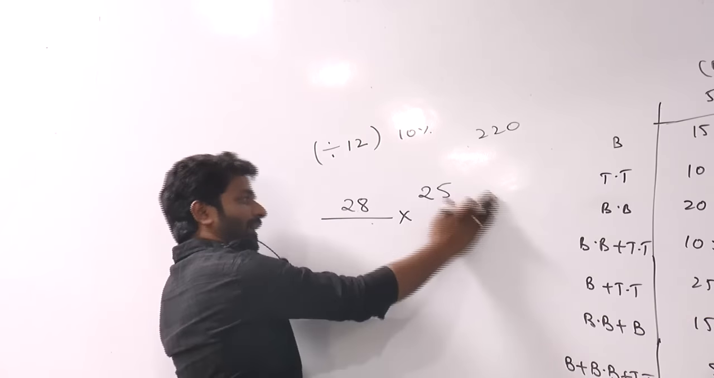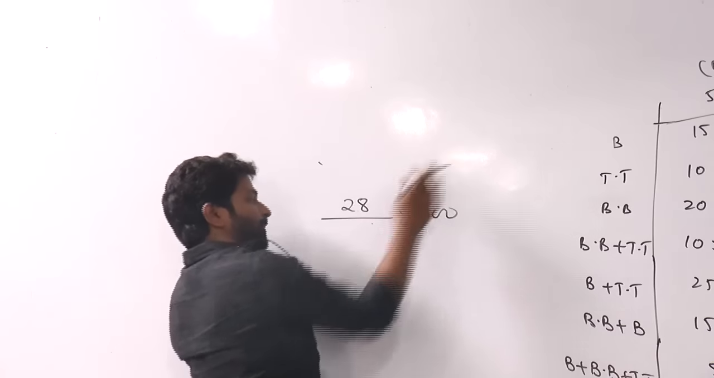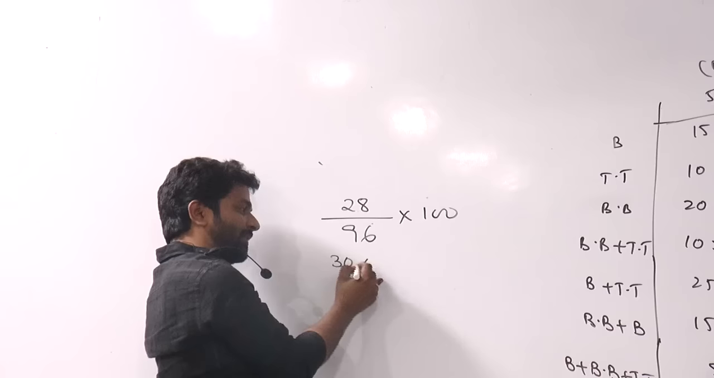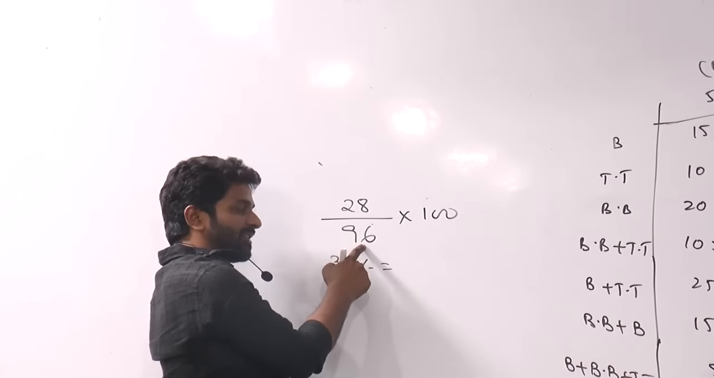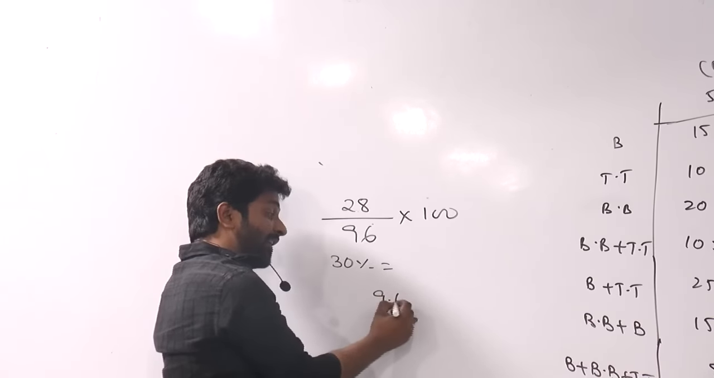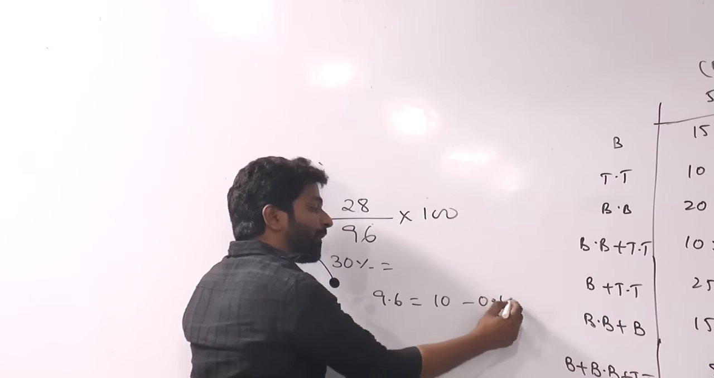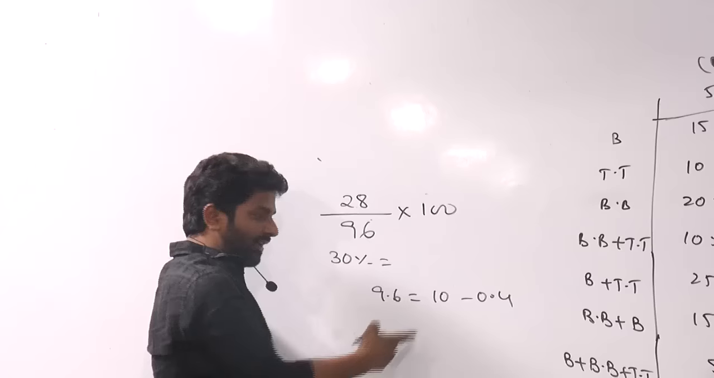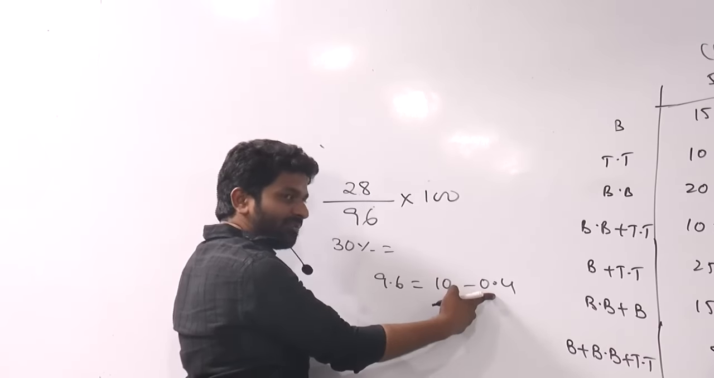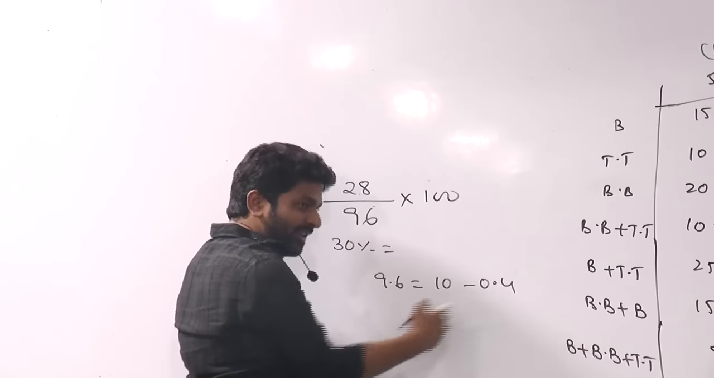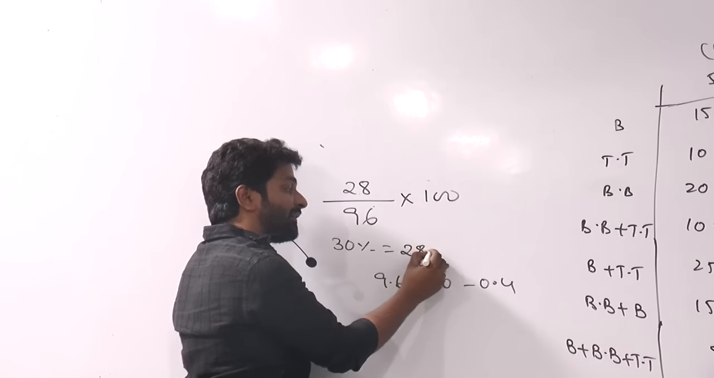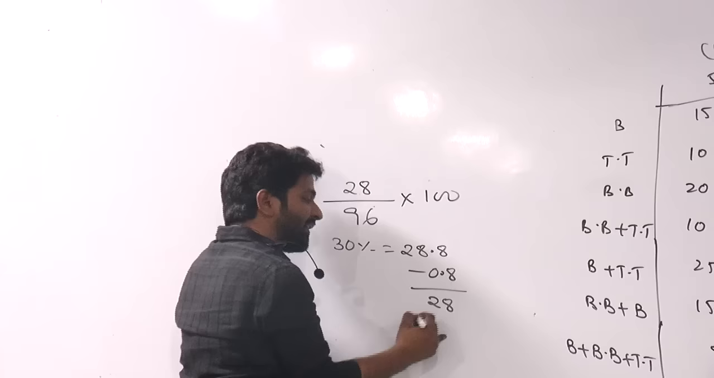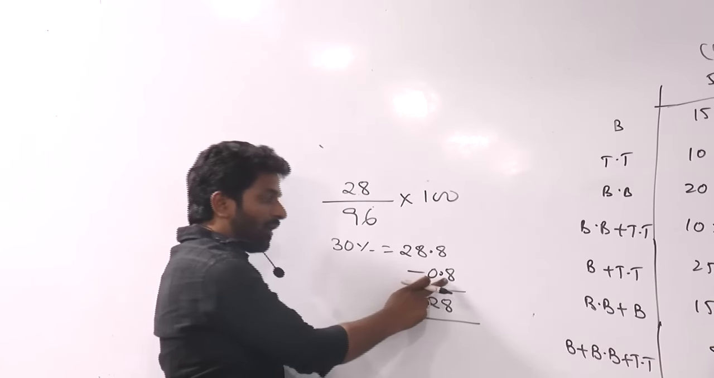I'll tell you. Again I'll explain. Weight divided by 96. Options are very near 30%, so let me calculate 30%. 10% of this number is 9.6. We will treat 9.6 as 0.4 less than 10. This is 10%. Now you want 30%. Into 3. 3 times of this number, 30. 3 times of this number, 1.2. 1.2 less than 30. 28.8. From this you need to subtract 0.8. Then you will get 28. I want 0.8 from this number.